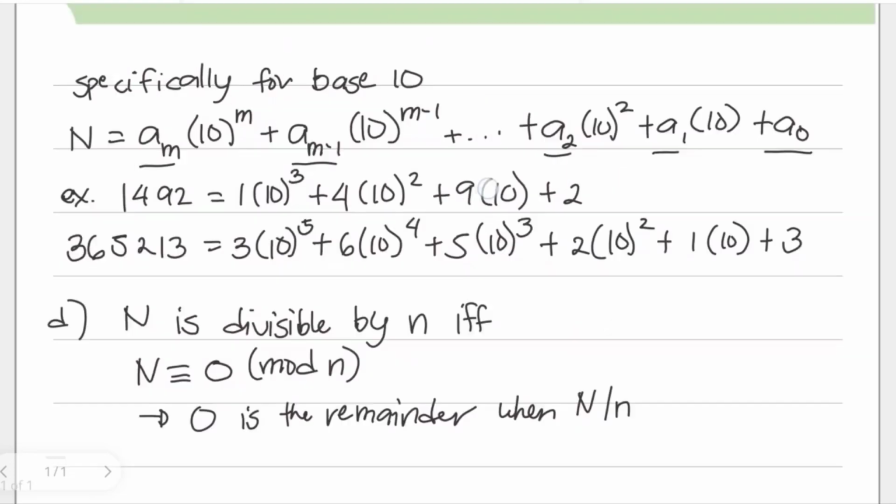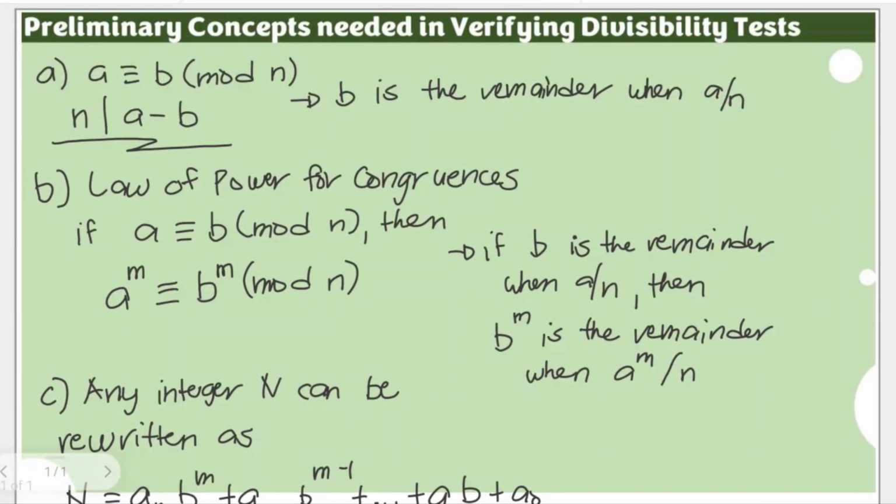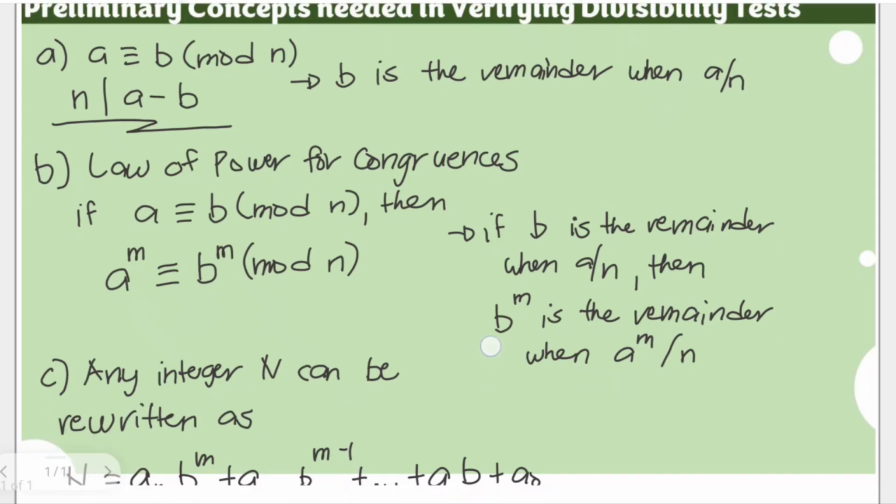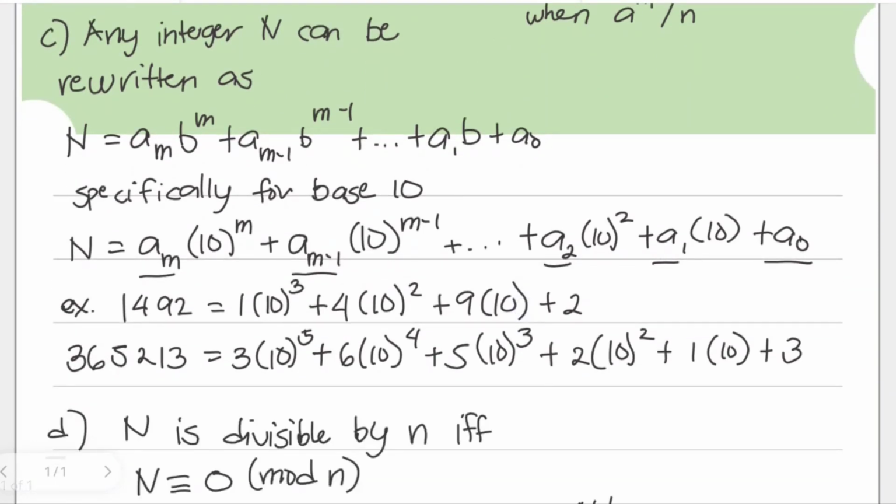So these are the four concepts I would like you to review before we proceed to the proving or verification of the divisibility tests. The first one is the simple understanding of A congruent to B modulo N, where B is the remainder. Take note of that because it's connected to the second, that the remainder of A to the power of M is found by simply raising the original B to the same power M. The third one is that we can represent any integer using base 10 in this manner.